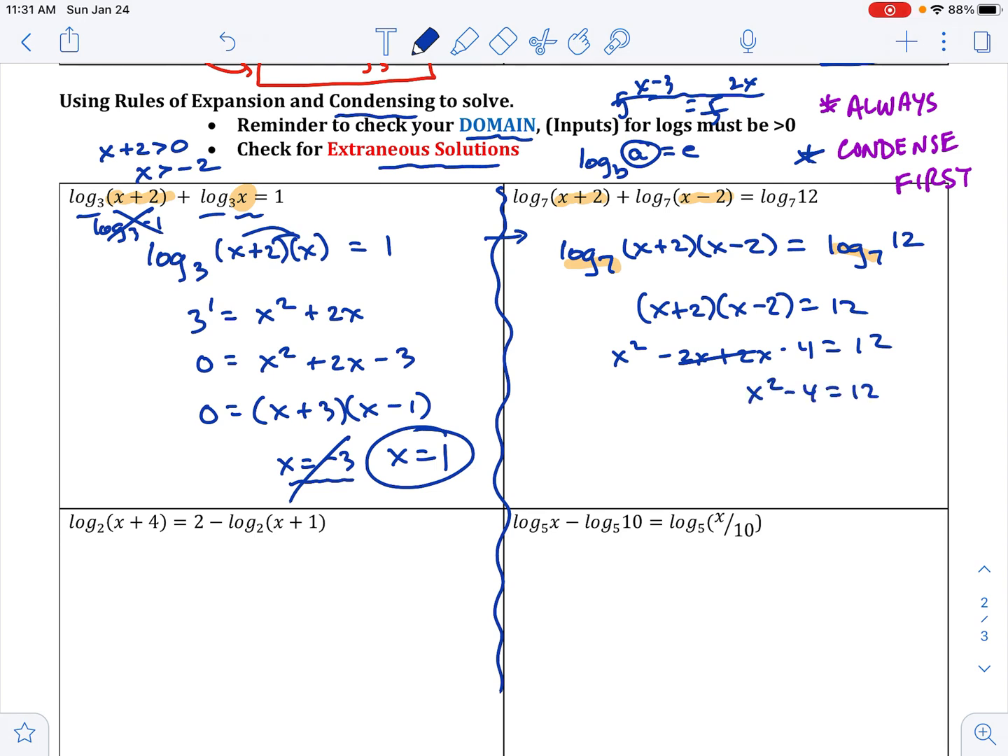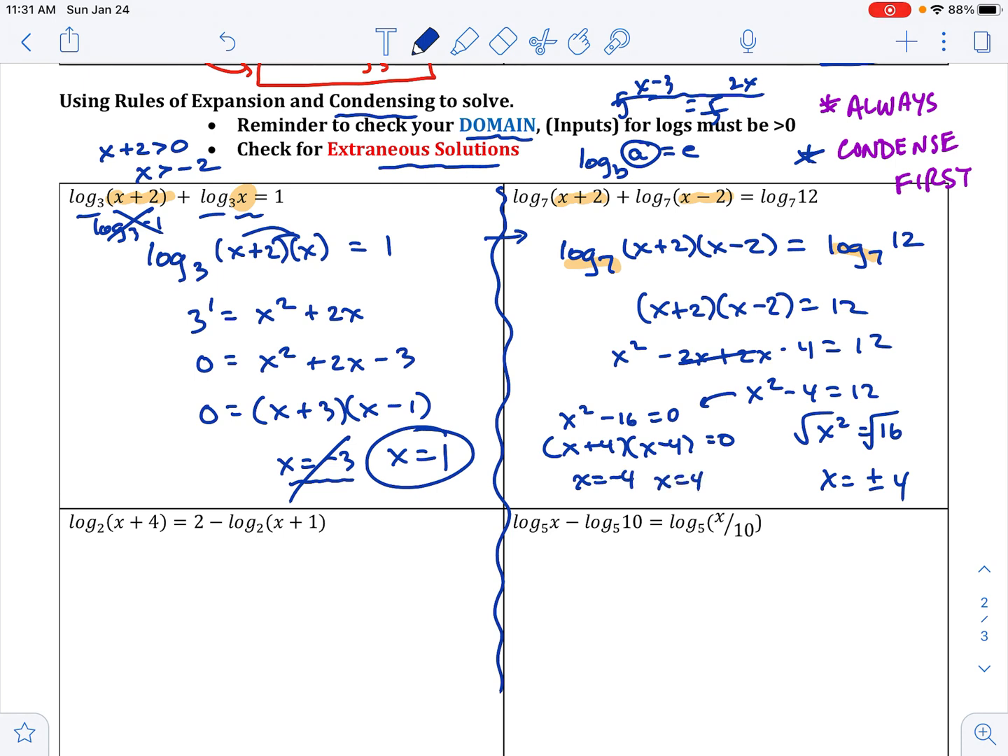Option number 1, I can add the 4 over and get x squared equal to 16. Take the square root of both sides. Reminder that when you take the square root of both sides, x is equal to plus or minus 4. Option number 2, x squared, I'm going to subtract the 12 over and get x squared minus 16 equals 0. Factor to (x plus 4)(x minus 4) equal to 0. x equals negative 4, x equals 4.